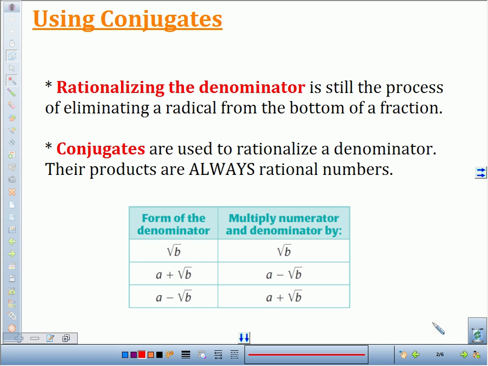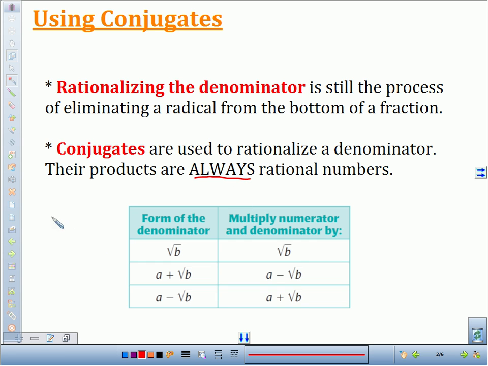Now, before we get started, a little bit of vocabulary here. Rationalizing the denominator is still, even though we've already seen this, the process of eliminating a radical from the bottom of a fraction. So if we want to get rid of a radical from the bottom of a fraction, we have to rationalize the denominator. Conjugates are used to rationalize a denominator. Their products are always rational numbers, and that is always. Every time you multiply two conjugates together, you always get a rational number.